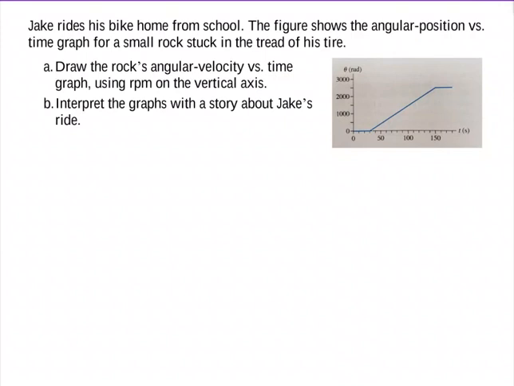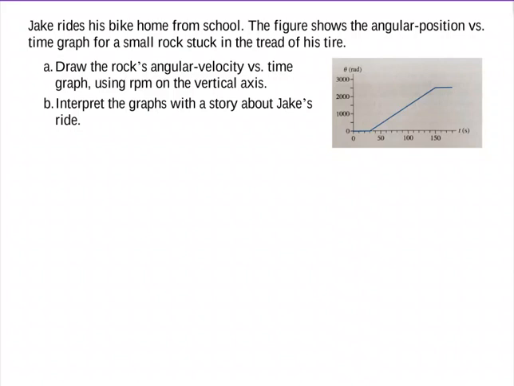So Jake rides his bike home from school. The figure shows the angular position versus time graph for a small rock stuck in the tread of his tire. Draw the rock's angular velocity versus time graph using RPM on the vertical axis. Revolutions per minute on the vertical axis.